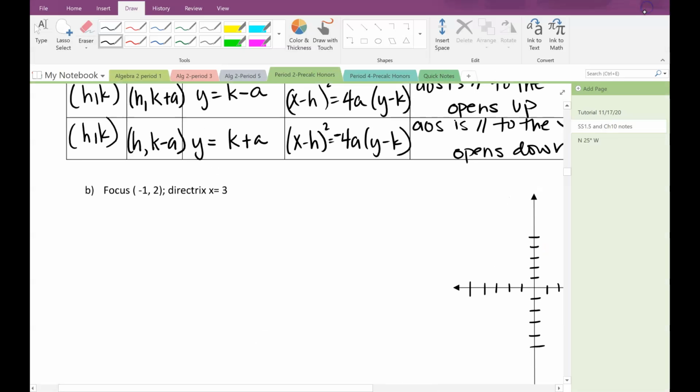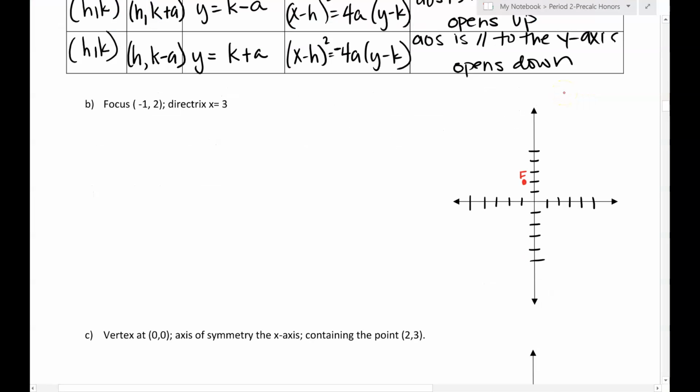All right. Let's plot. Ready? Focus is -1 and then up 2. I'm going to use F for focus so I know what it is. Then the directrix is x equals 3. 1, 2, 3. So here is the directrix. Remember, the directrix and the focus. Okay, so in the middle of the focus and the directrix should be your vertex.